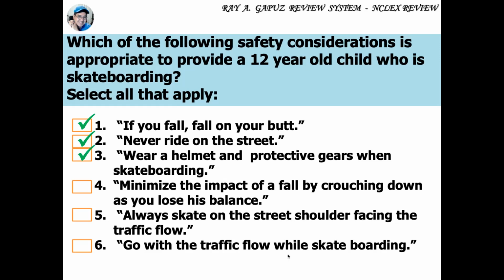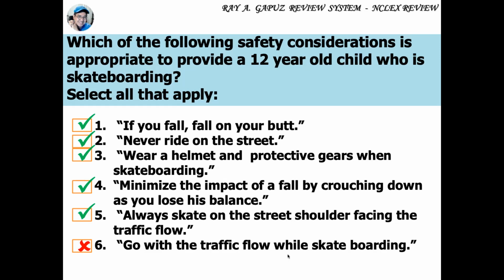Number 4, minimize the impact of a fall by crouching down as you lose your balance. Is a yes. Somehow it would minimize the impact of a fall, especially when they fall on their butt. So it would somehow lessen it. Number 5, always skate on the straight shoulder facing the traffic flow. Again, yes. Number 6, go with the traffic flow while skateboarding. Is of course the opposite of number 5. Therefore, number 6 is a no.